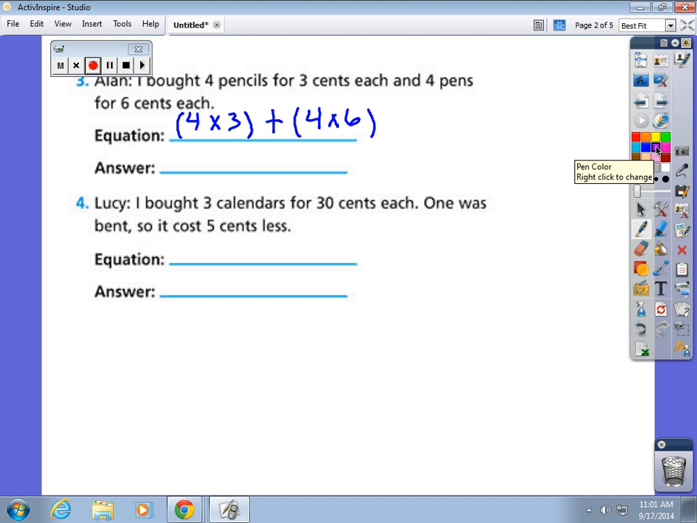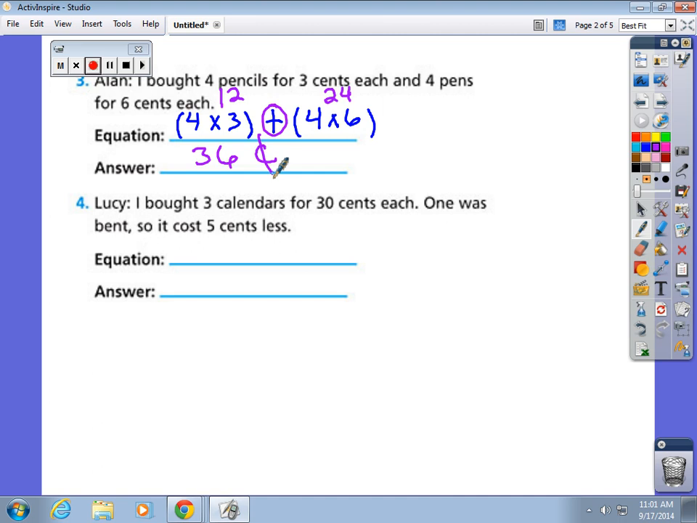When you have 2 parentheses, generally mathematicians work left to right. It doesn't really matter because they're separated by an addition sign here, so you could do them in any order. But let's go left to right. 4 times 3 gives us 12. 4 times 6, 24. Remember, we still have to add those together, so the value of this parenthesis plus the value of this parenthesis, 12 plus 24, is 36 cents.